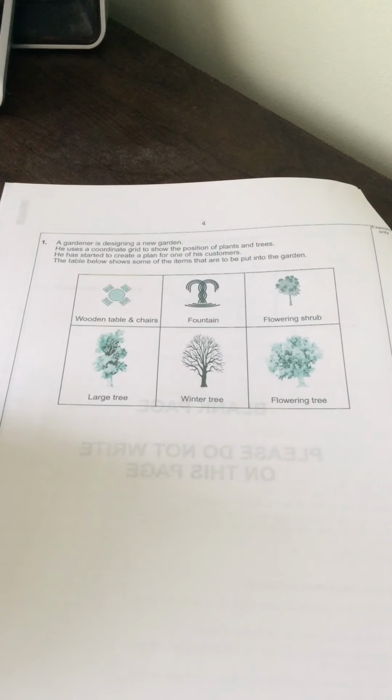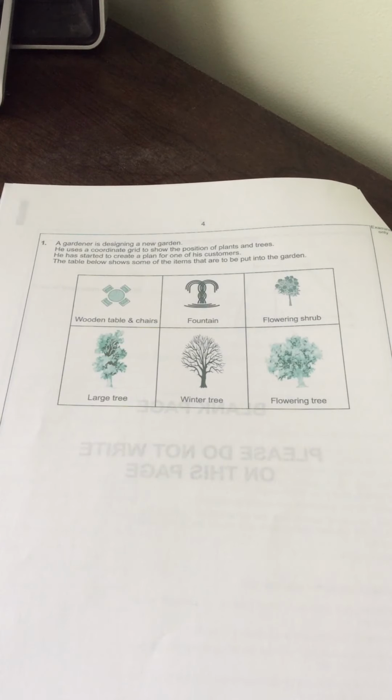Question 1. Gardener is designing a new garden. He uses a coordinate grid to show the position of the plants and trees. He has started to create a plan of his own for one of his customers, and the table below shows the items that are to be put in the garden.